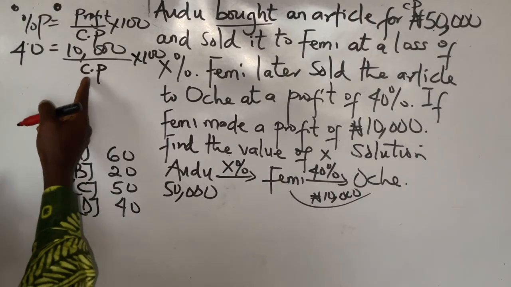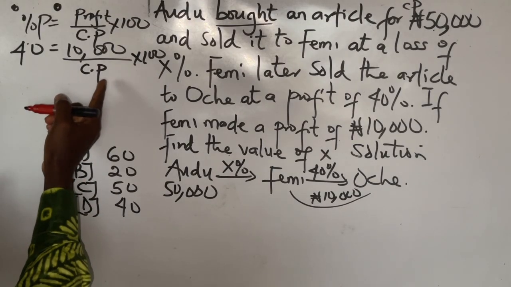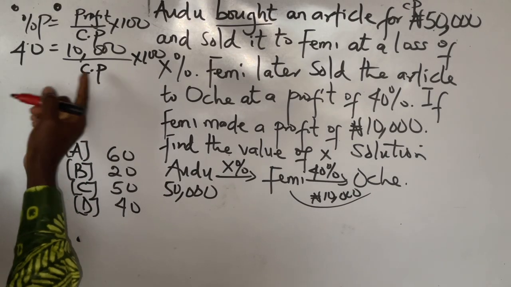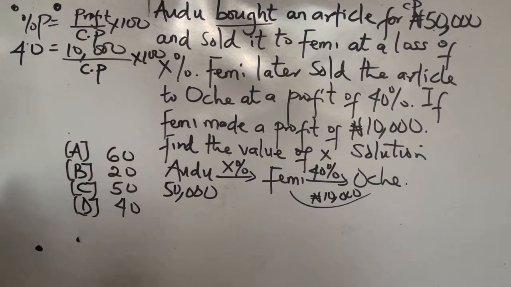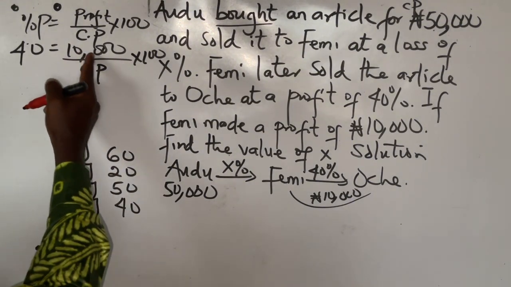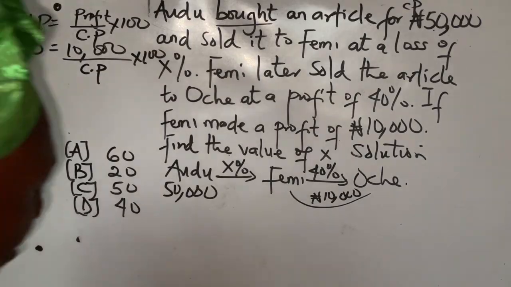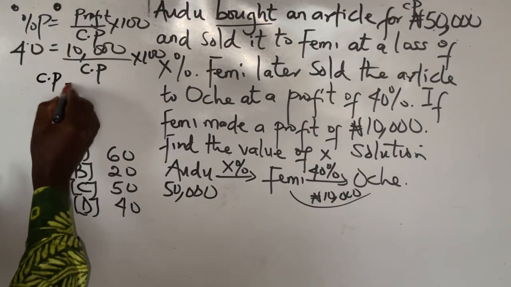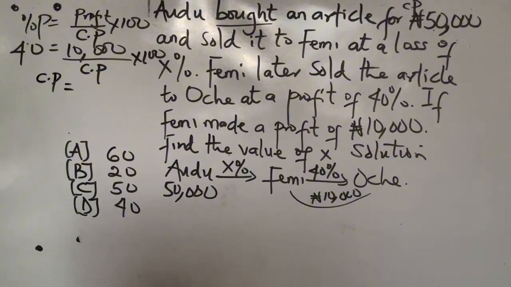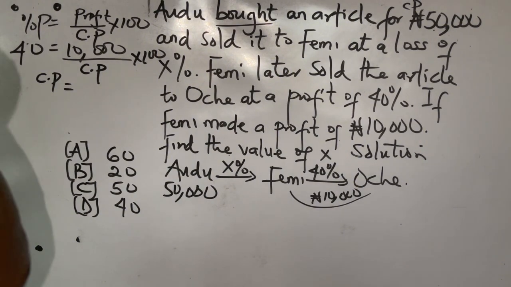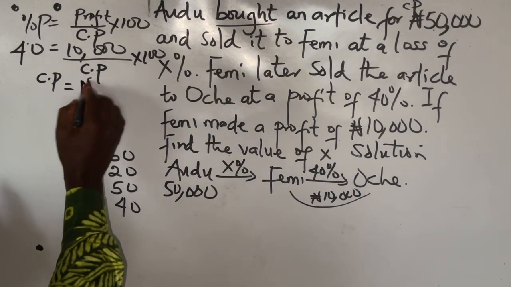So let's get our CP. The best way to do this is to cross multiply and divide by 40. So I'll be multiplying 10,000 by 100 and dividing by 40. So we have the cost price will be 10,000 times 100 divided by 40. We have 25,000 naira.